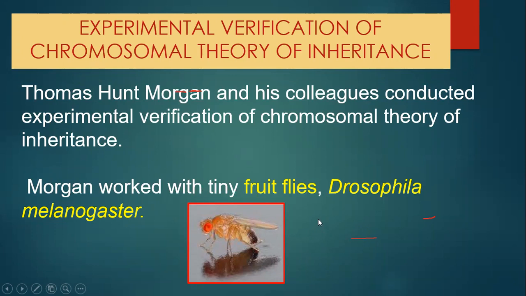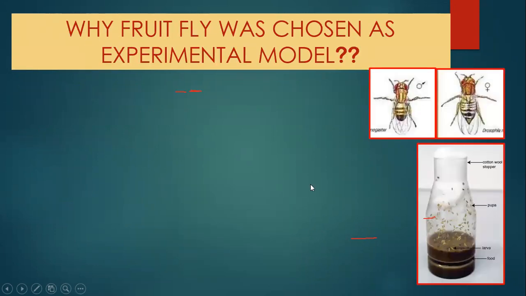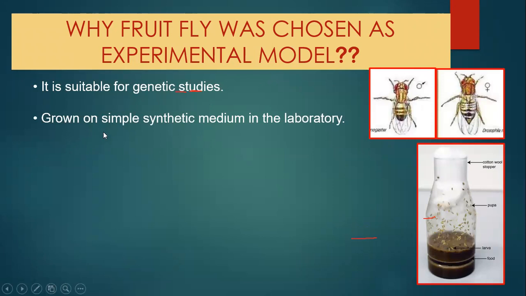So what were the characteristics for which he chose the fruit fly as an experimental model to prove the chromosomal theory of inheritance? These are the features. First, it is very suitable for genetic studies. Secondly, they are easily grown on a simple synthetic medium in the laboratory. If you can see, this is the medium in which the fruit flies are given food and they multiply. The third is they complete their life cycle in about 2 weeks, so whatever experiments are done are completed within 2 weeks.